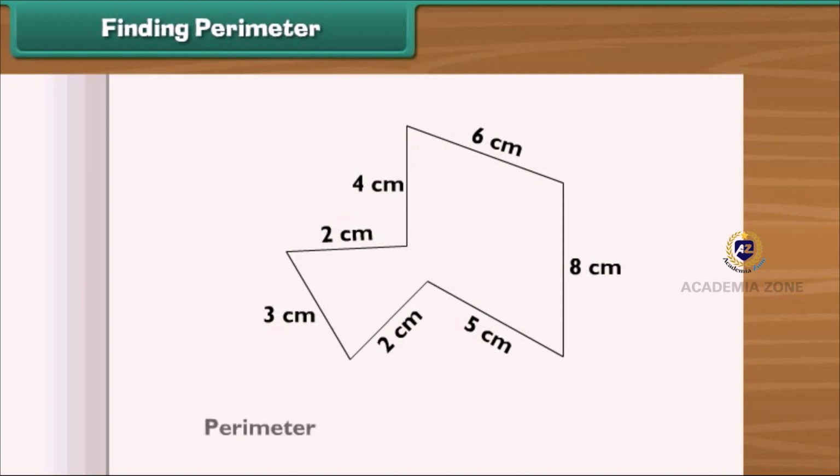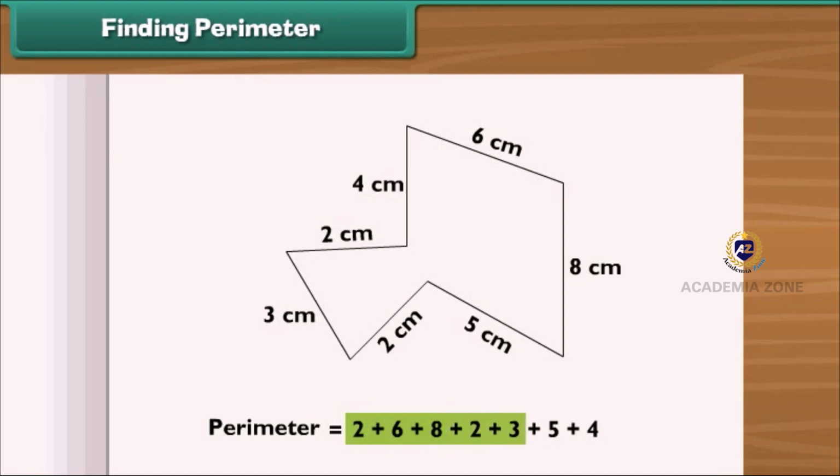To calculate perimeter of this figure, we simply add the lengths of all its sides, which is 2 plus 6 plus 8 plus 2 plus 3 plus 5 plus 4 equals 32 centimeter.